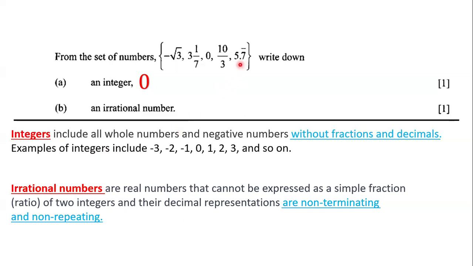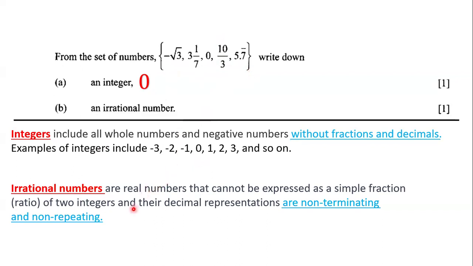That means that if you see any fractions of two integers inside of the set of numbers, they automatically are not irrational, because irrational numbers cannot be expressed as fractions of two integers. So 10 over 3 is automatically not an irrational number. Any fraction that you see inside of the set, they are not irrational numbers.